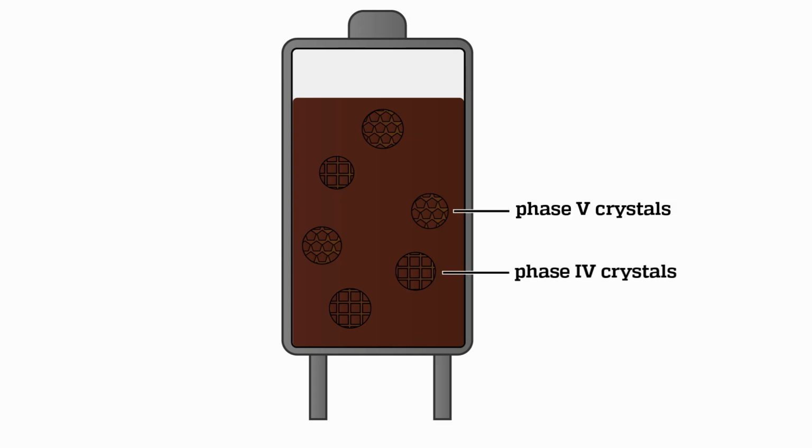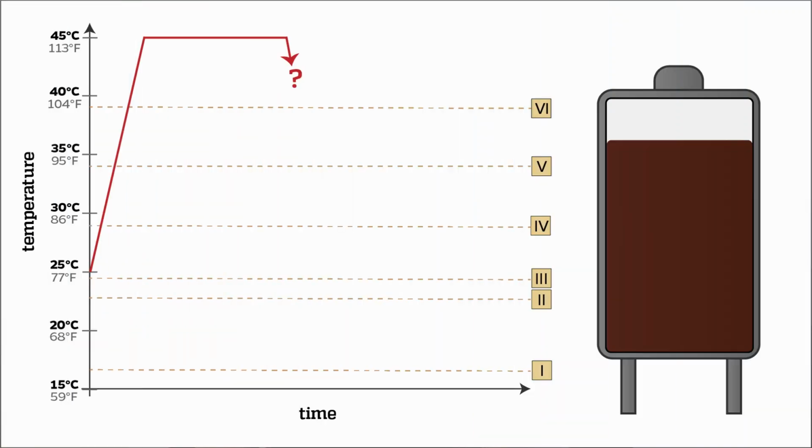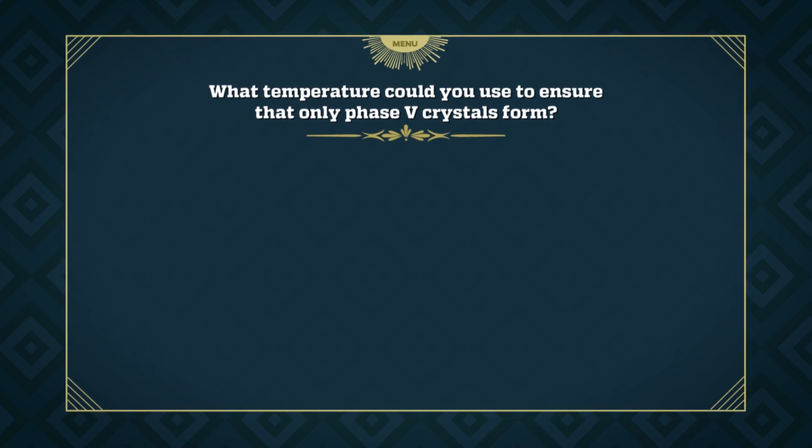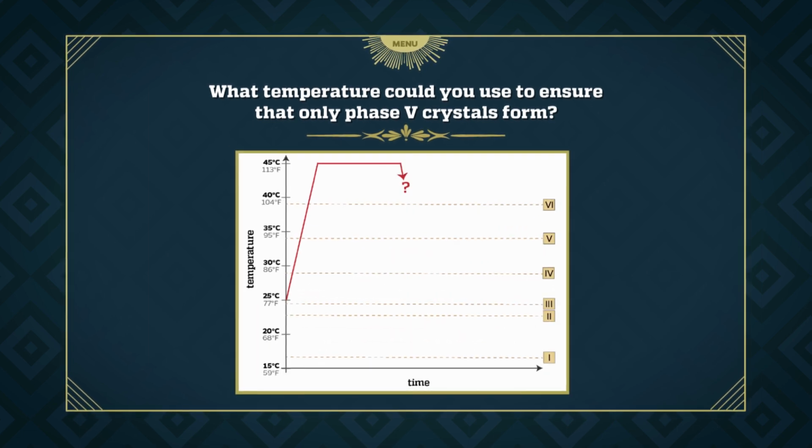Now, I'm sure you've noticed that this product is not what we want. We've ended up with chocolate that contains a mixture of crystals, whereas we really just want phase 5. So here's a question for you. What if, instead of cooling the chocolate down to room temperature, we cooled it to some different temperature instead? What might be an appropriate temperature to cool the liquid chocolate down to make sure that only phase 5 crystals form and not any of the others? Remember that you can effectively ignore phase 6 chocolate.